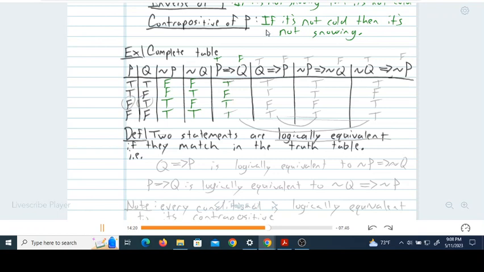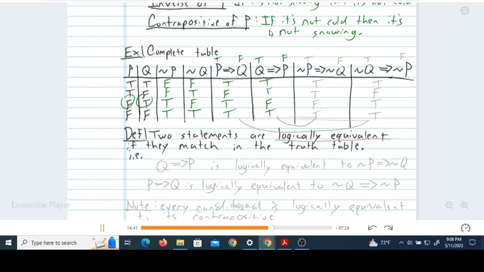Now, the order matters here. Notice I flipped the Q and P, so it's only false if Q is true and P is false. So we want to figure out in what row Q is true but P is false, and that's going to be in the third row. You can see in the third row, Q is true and P is false, so that's where this would be false. Everywhere else it's true.